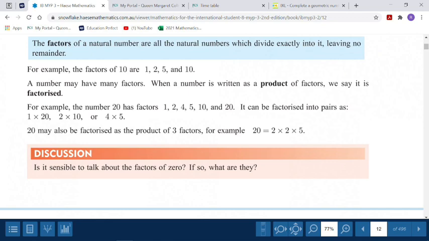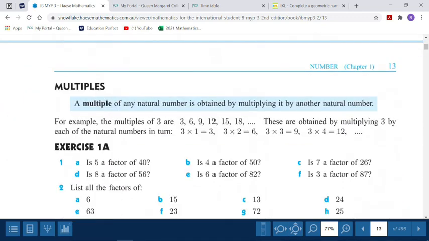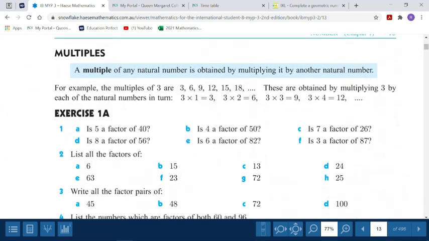Okay? Now, the next thing we want to talk about is the idea of what are called multiples. Now, be careful and don't get them confused. So the definition is multiples. Okay? A multiple is any natural number obtained by multiplying it by any other natural number. Okay? So you're just going to multiply it by any other natural number.